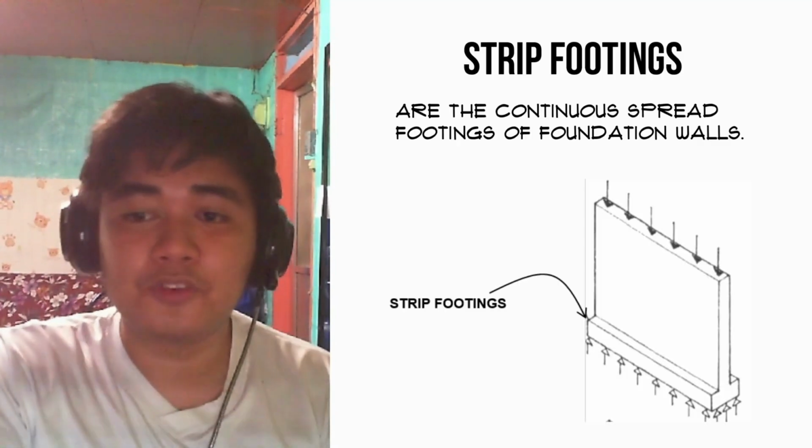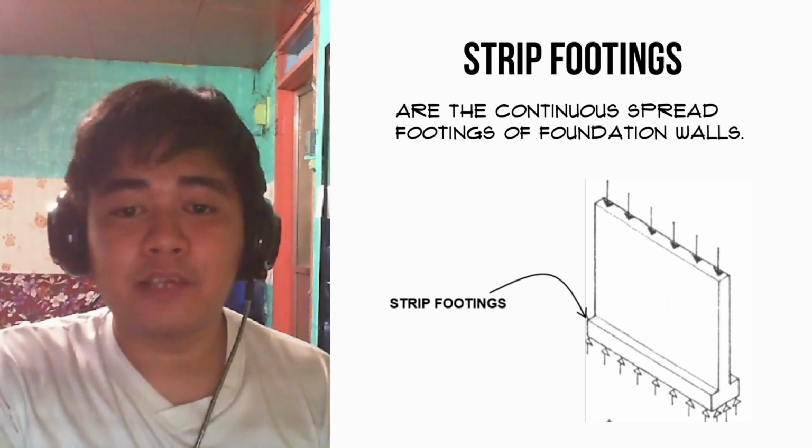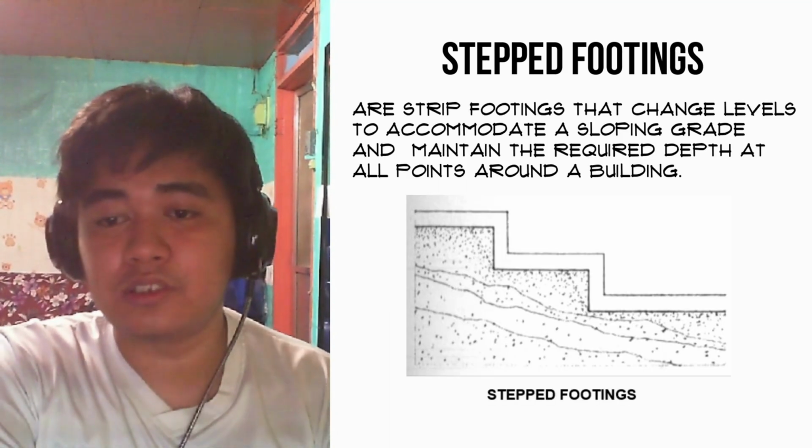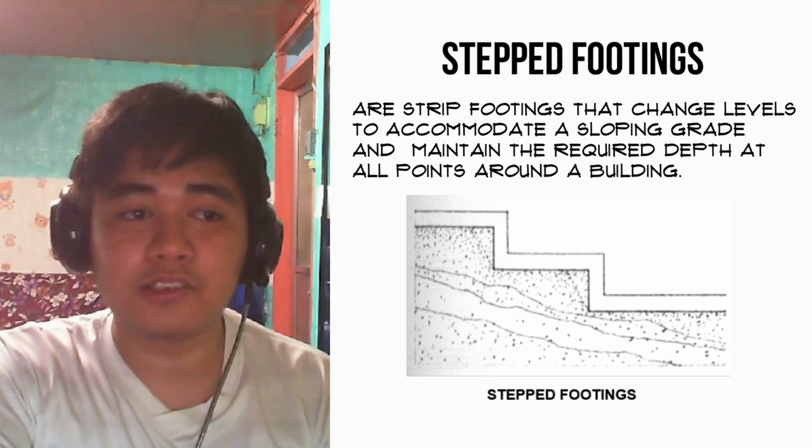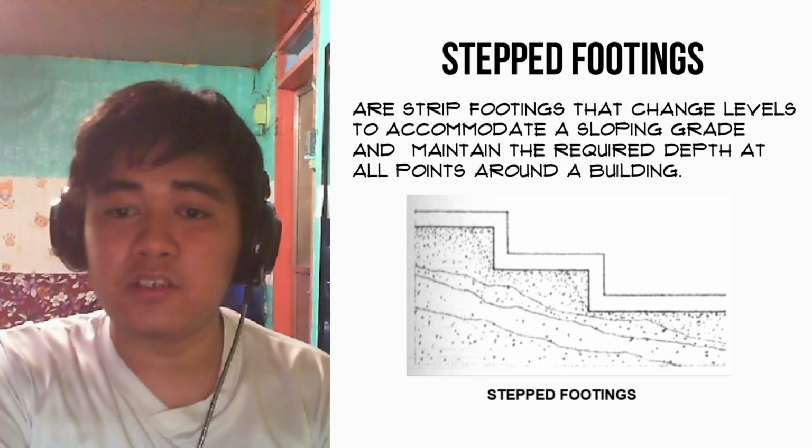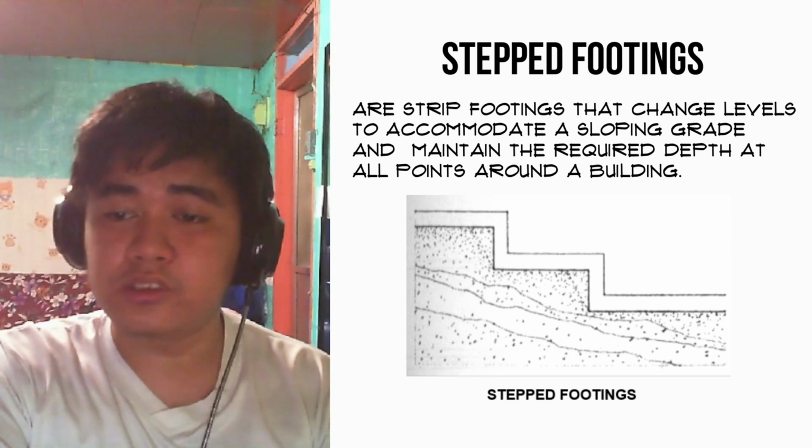Number 2, strip footings are the continuous spread footings of foundation walls. Step footings are strip footings that change levels to accommodate the sloping grade and maintain the required depth at all points around the building.